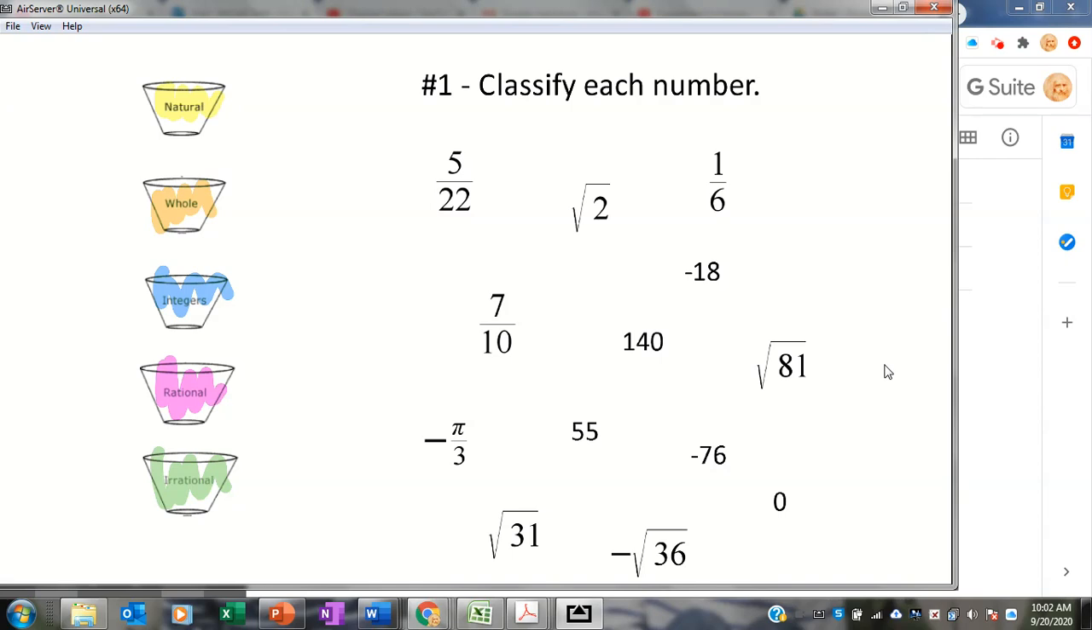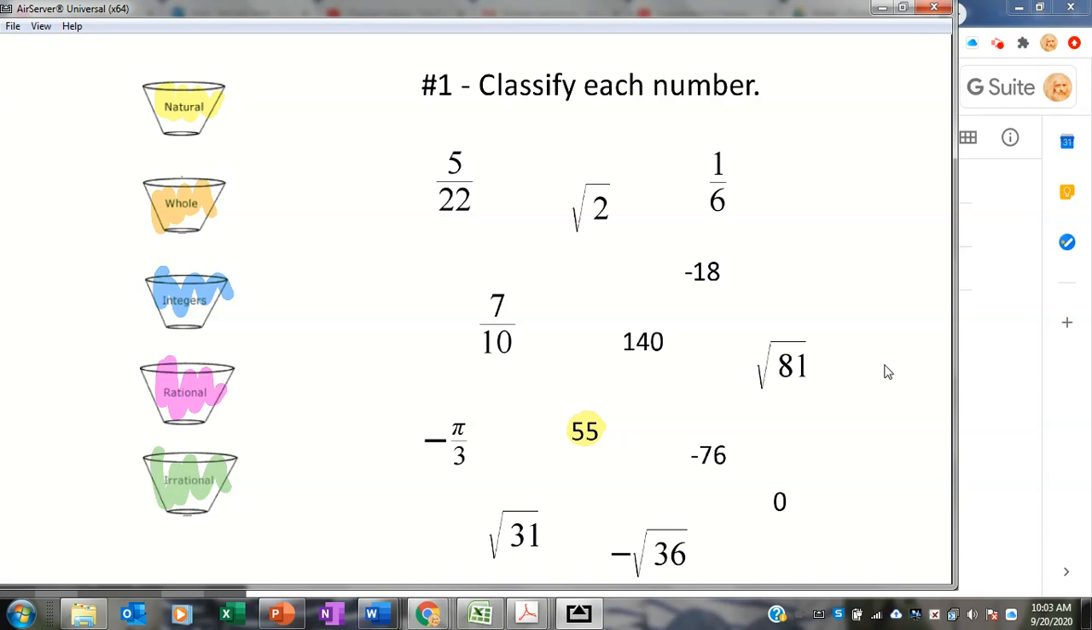Now keep in mind, if they're natural numbers, it means they're all the rest too. But you're always trying to get the smallest group that it belongs to. So remember, our natural numbers are 1, 2, 3, 4, 5, and up. So it looks like number 55 would qualify, and that's going to be it. That's all we got. So number 55 belongs to the natural numbers.